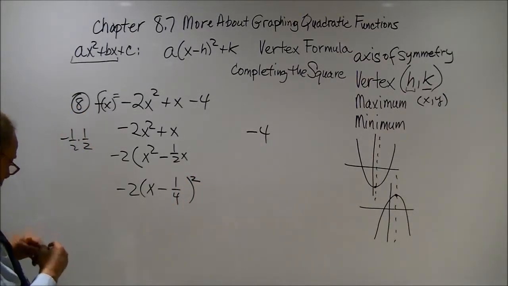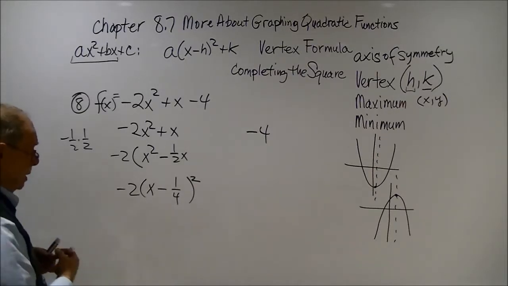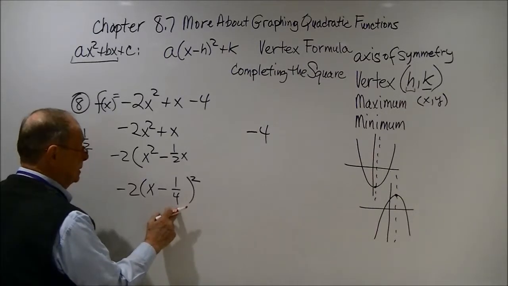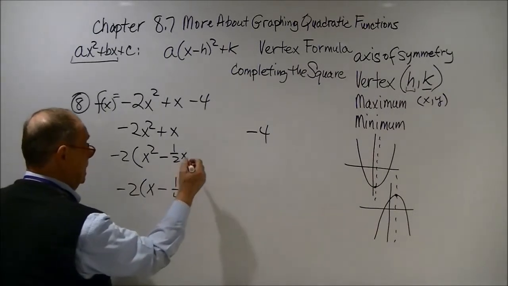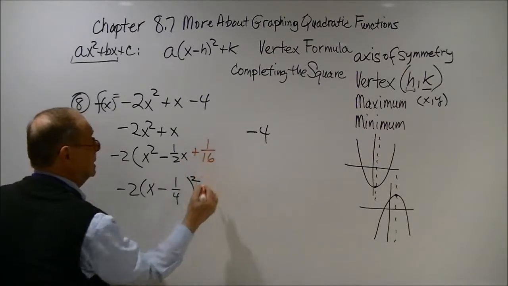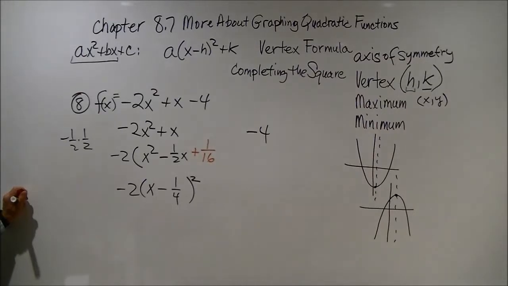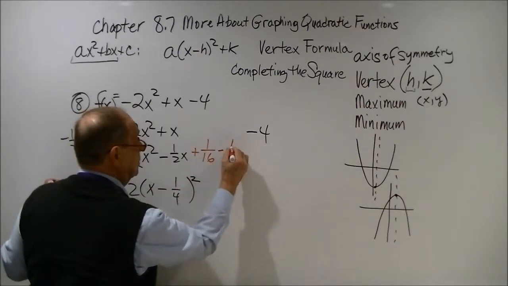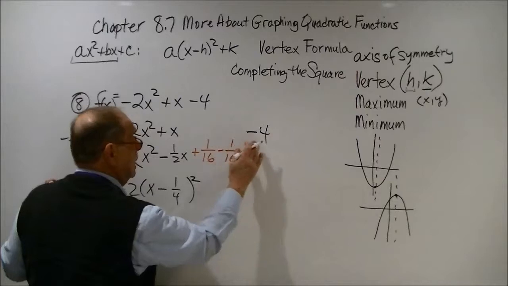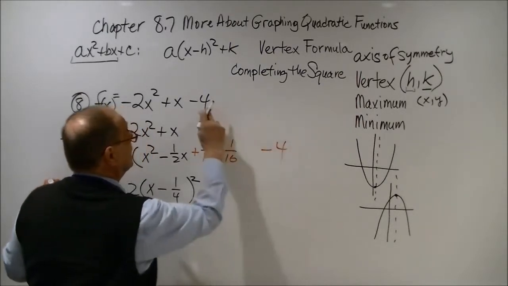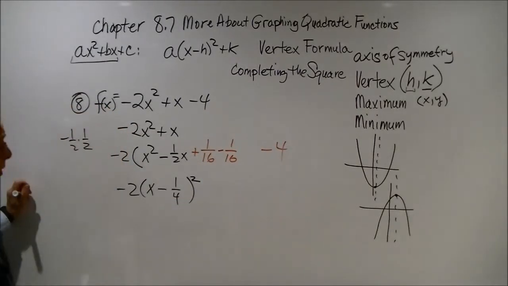And now we go on to our next little part. We want to find our C term. We're going to square this. Well, this becomes a positive 1/16. But according to our technique, we're also going to put here a negative 1/16. So that makes this 0. That's my negative 1/4 there, or negative 4.